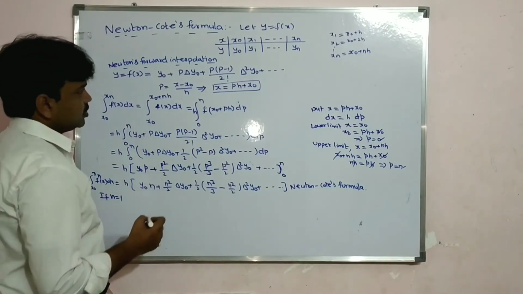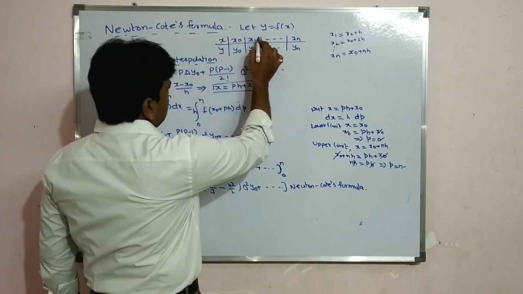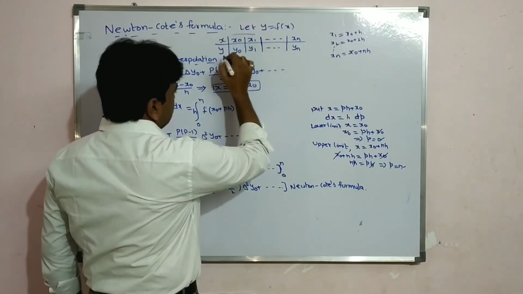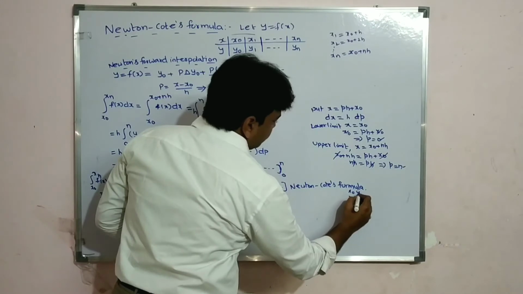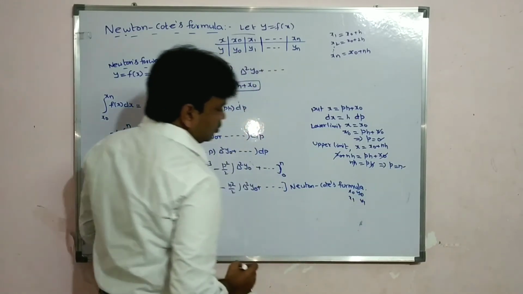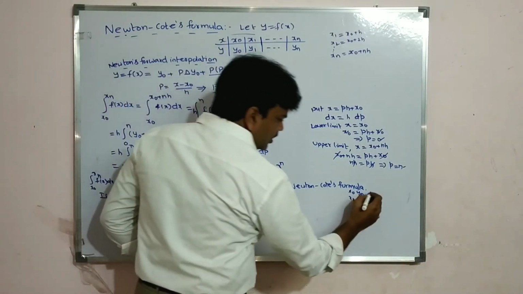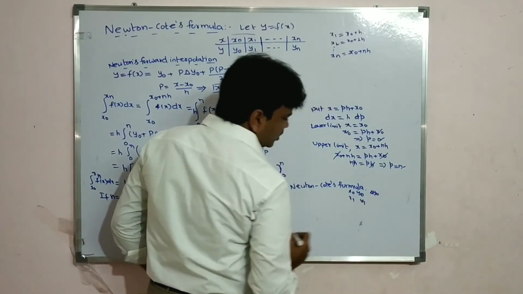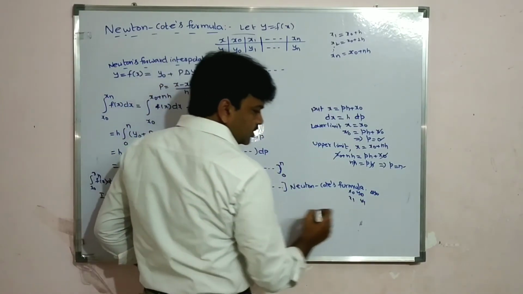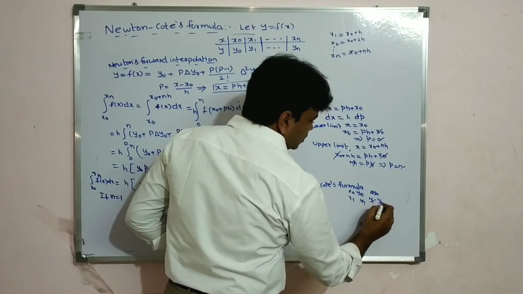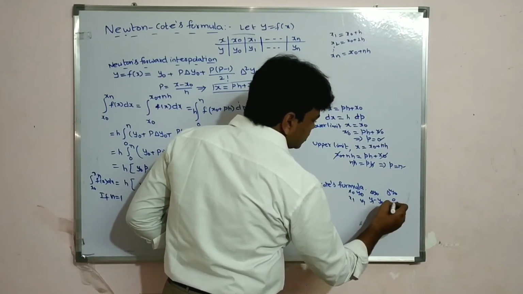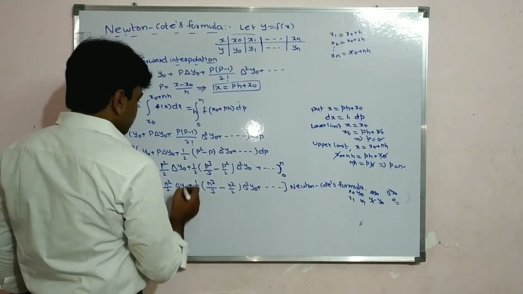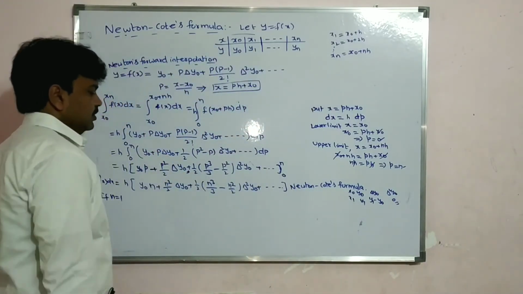Now, if n is equal to 1, what does n is equal to 1 mean? We are taking up to here, so that means x naught, x1, y naught, y1. What is del y naught, students? Del y naught is y1 minus y naught. What is del square y naught? Is there any del square y naught? So the value is 0. That means I have to take only up to here.